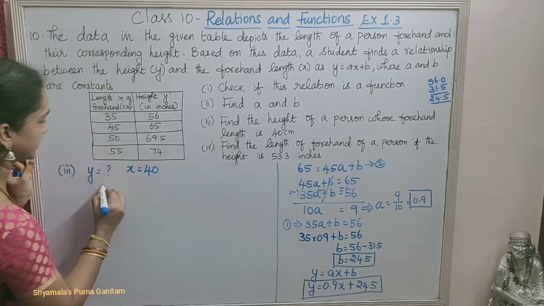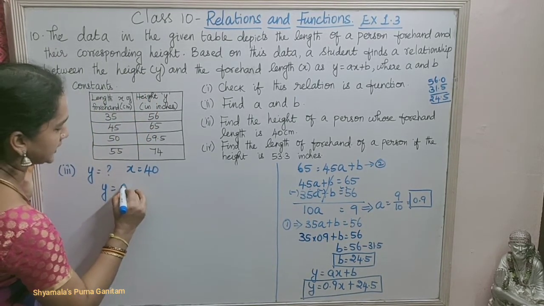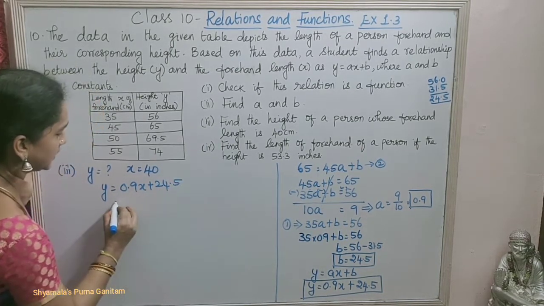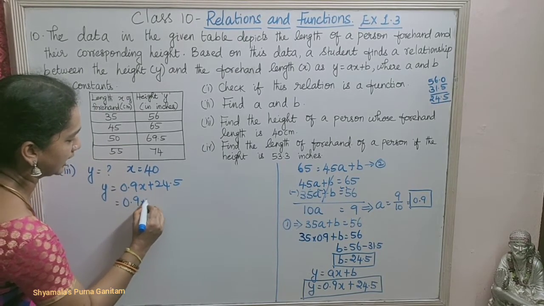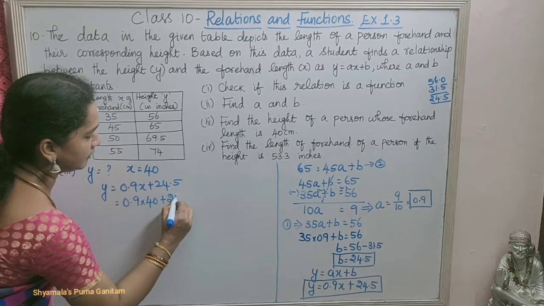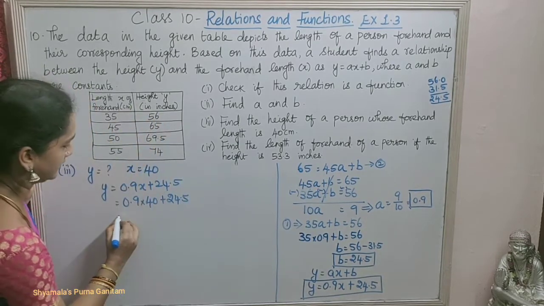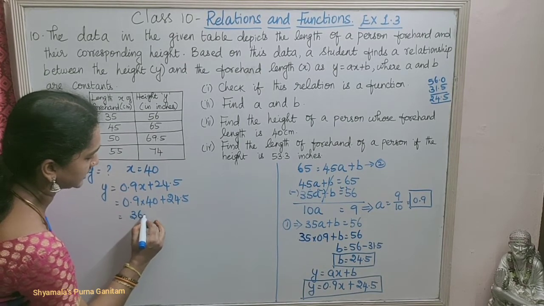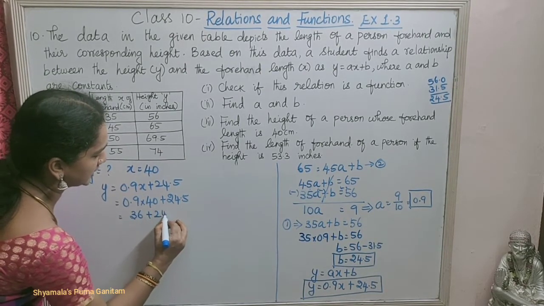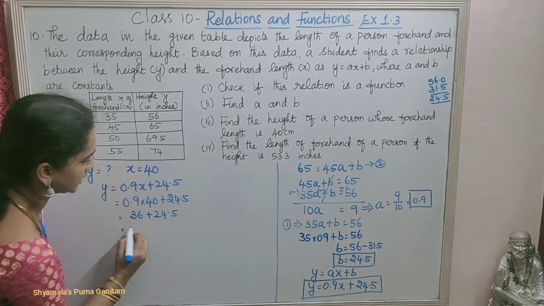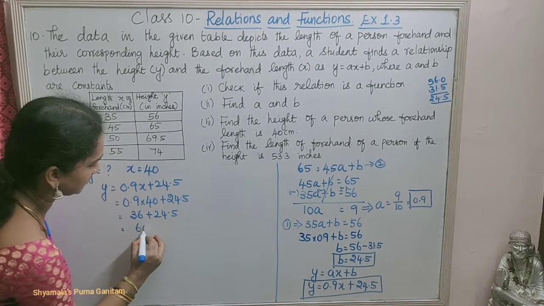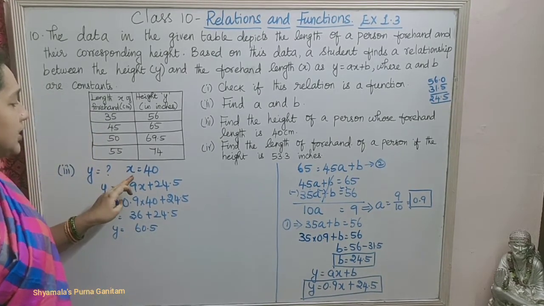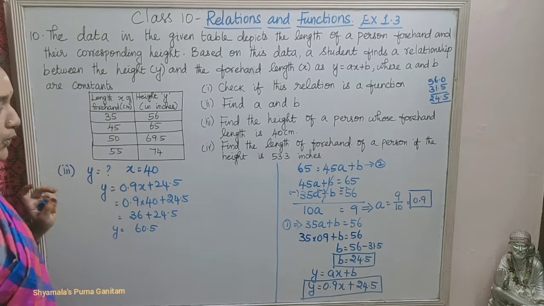Now you got this as y is equal to 0.9x plus 24.5. So now when we substitute this x value as 40 in this equation, we will get the height. So 9 4s are 36, 360. So 36 will come. 36 plus 24.5. So 36 plus 24.5 is 60.5. So this is the y value. Y is equal to 60.5 when the value of x is given as 40.